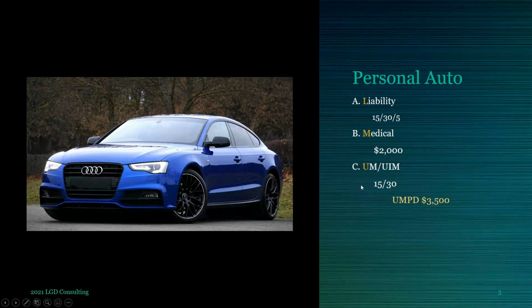Okay. Now, if this only covers the people, then the uninsured motorist property damage covers damage to your car because someone hit it without insurance. This number will look familiar because the maximum we typically pay is $3,500 for damage to your car from someone who hit it who didn't have insurance.